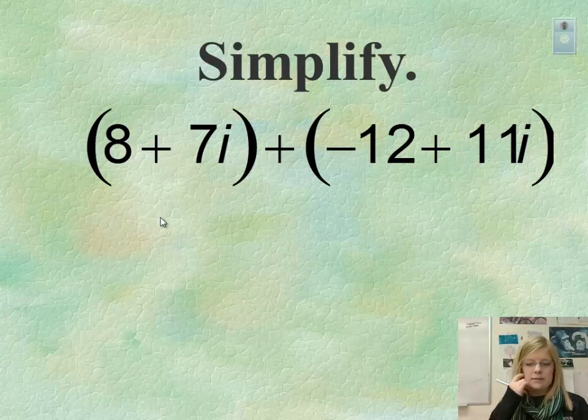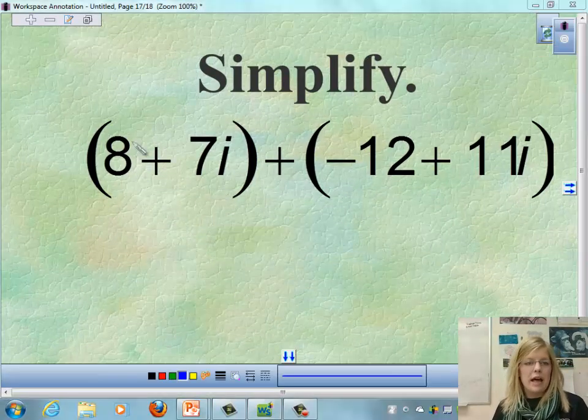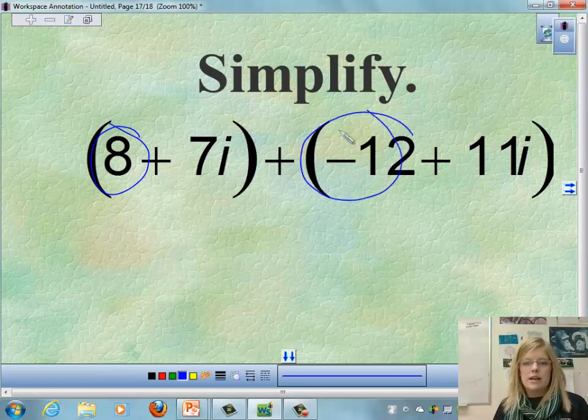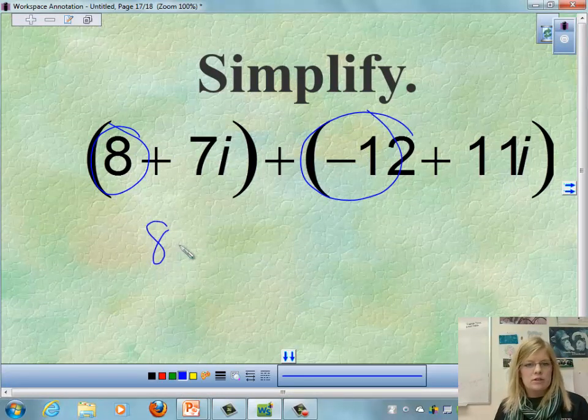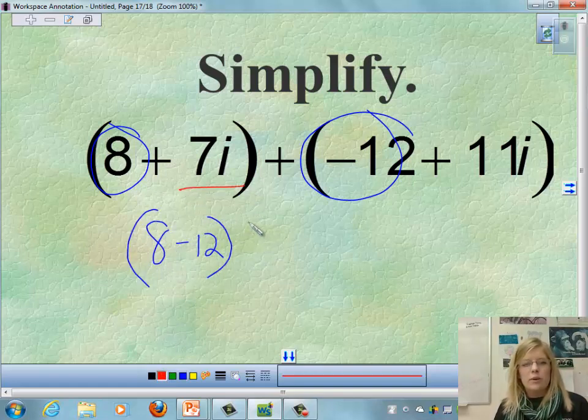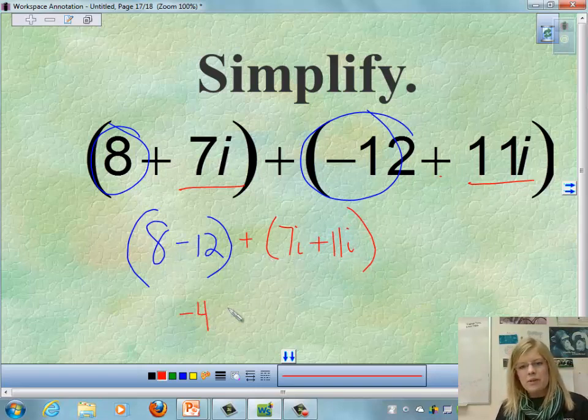Could you do this? Alright, rewrite it. What are your common factors? 8 and negative 12, those are alike. So rewrite them together, 8 minus 12. What are your next common terms? We got 7i and we have 11i. And notice they're both positive this time. Alright, what's 8 minus 12? Negative 4. What's 7i plus 11i?